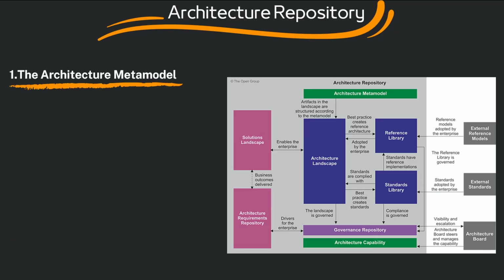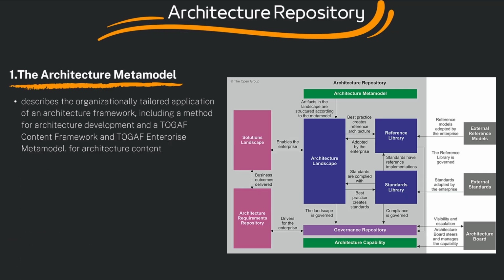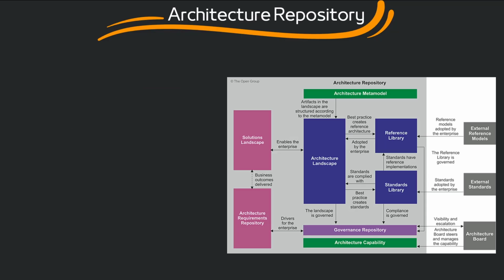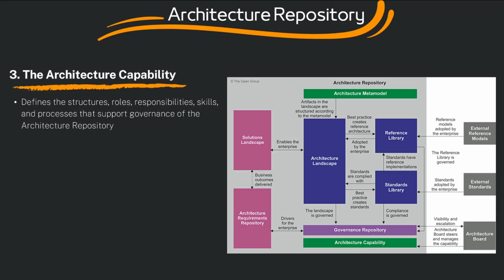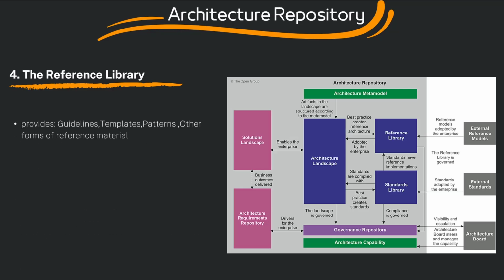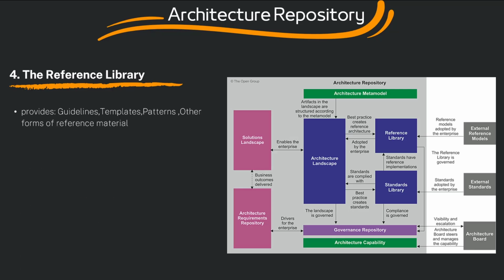The architecture metamodel describes the organizational tailored application of an architecture framework, including a method for architecture development and the metamodel for architecture content. The architecture landscape shows an architectural view of the building blocks that comprise the enterprise architectures at a particular point in time. The architecture capability defines the structures, roles, responsibilities, skills, and the processes that support governance of the architecture repository. The reference library provides guidelines, templates, patterns, and other forms of reference material that can be leveraged in order to accelerate the creation of new architecture for the enterprise.